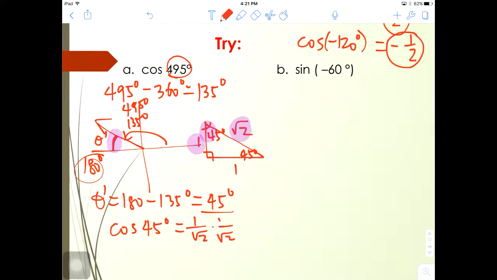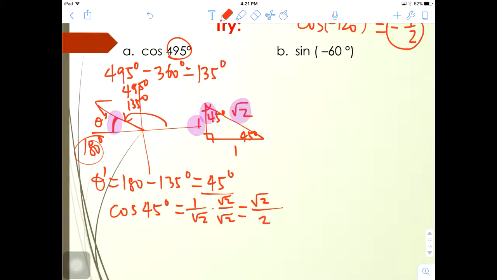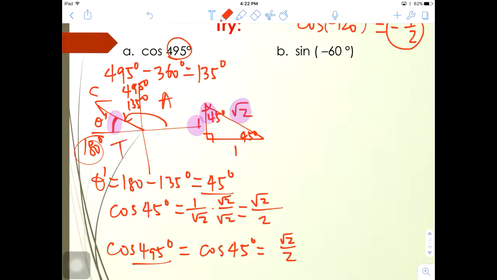Again, I need to rationalize it by multiplying because I cannot have radicals underneath. So therefore, it's going to be radical 2 over 2. And so the exact answer for cosine 495 is going to be the same value as cosine of 45, which is radical 2 over 2. But the cosine of 495 is going to be a little different, maybe. We'll see. All students take calculus.